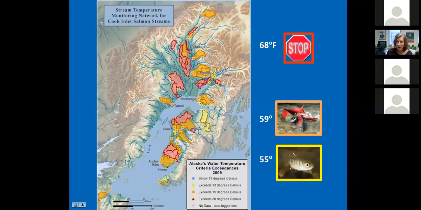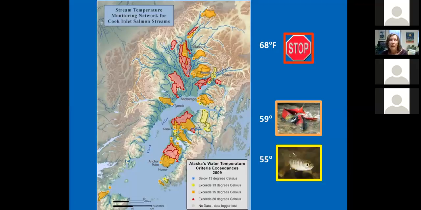And the stop there at the top, the 68 degrees Fahrenheit, is the point at which pretty much every part of their life cycle, these fish are detectably under more stress. And so we ideally like to think of a healthy salmon stream as systems that are below that 20 degrees Celsius threshold, and anything colder than that is better. And so as you can see, the first thing you notice is that there's a wide range.